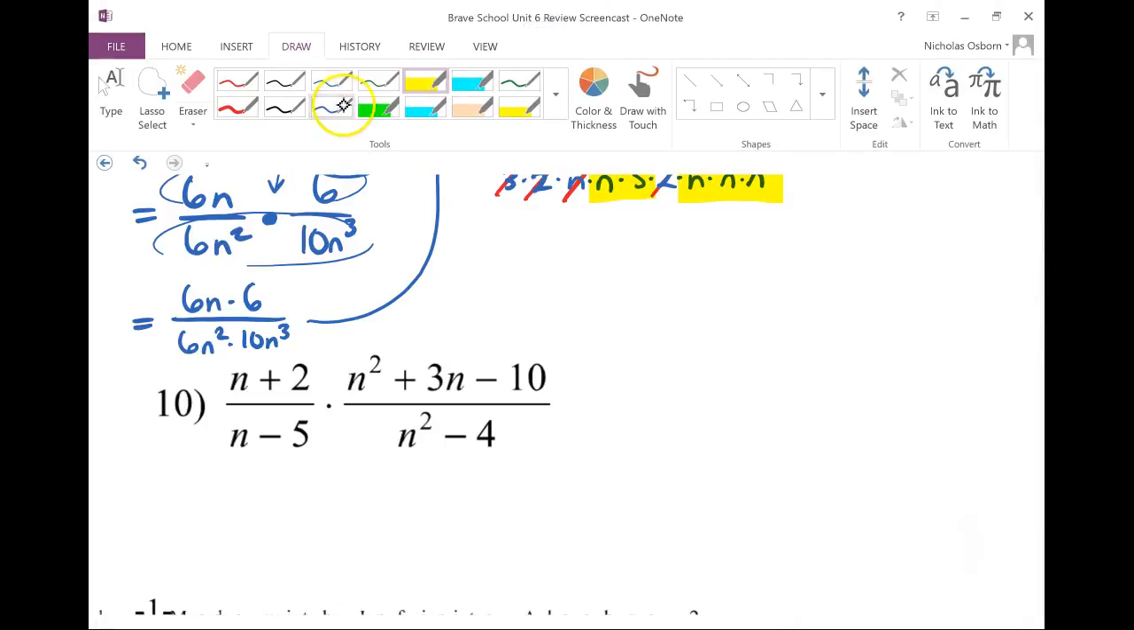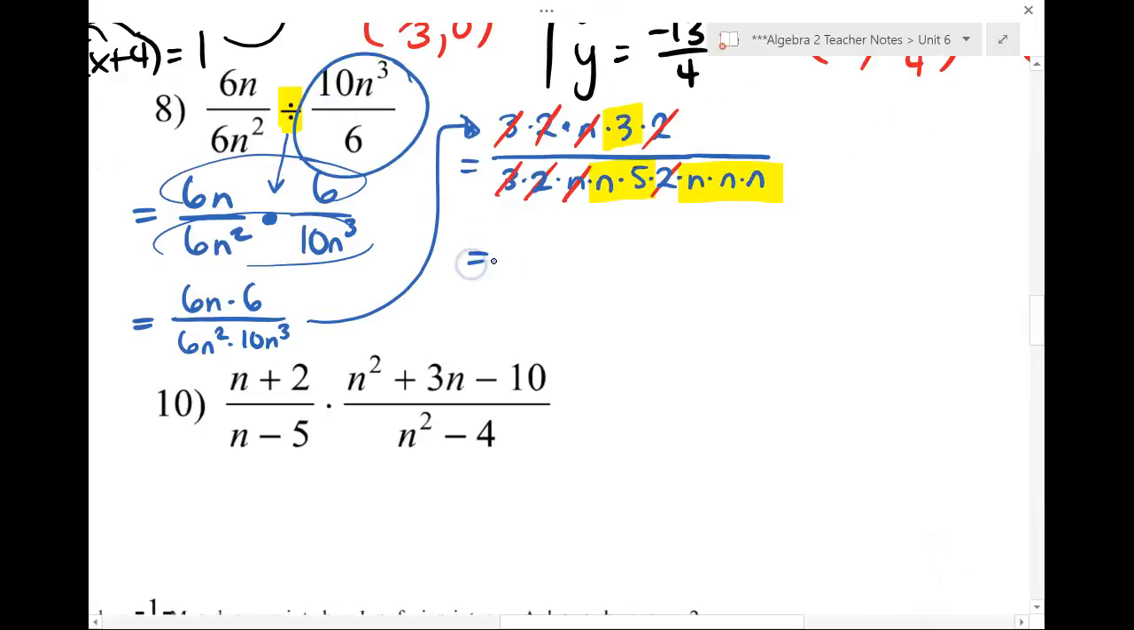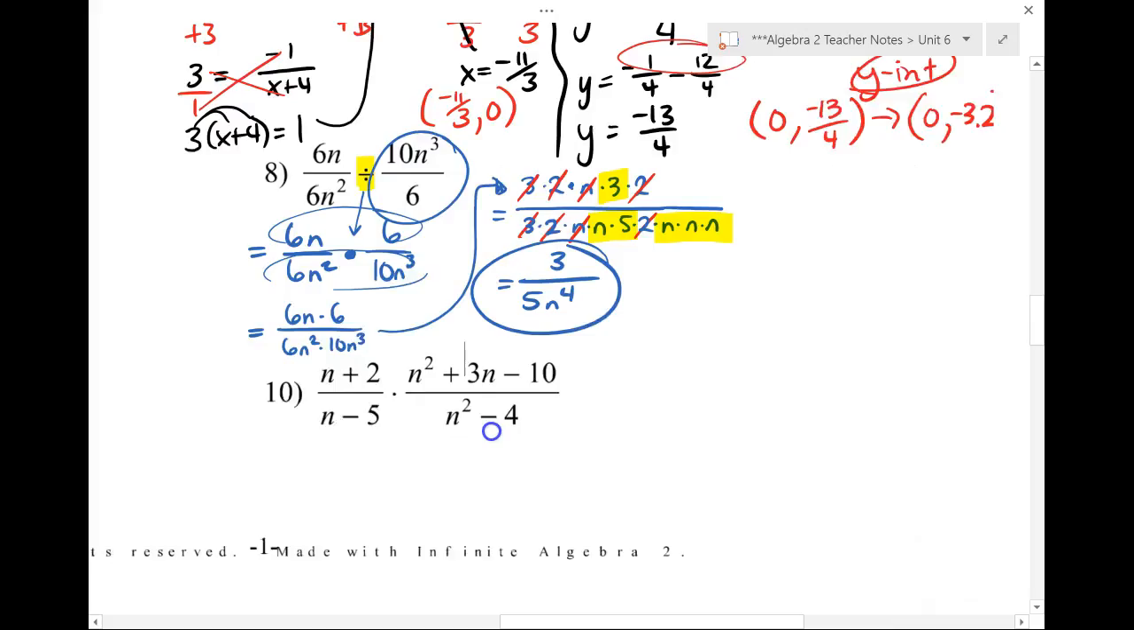So now let's combine those by multiplication. So there's just a 3 by itself on top. And then on the bottom, I've got a 5, so I'll write that first. And then I've got 4 n's, so we have n to the fourth. So 3 over 5n to the fourth. Okay?